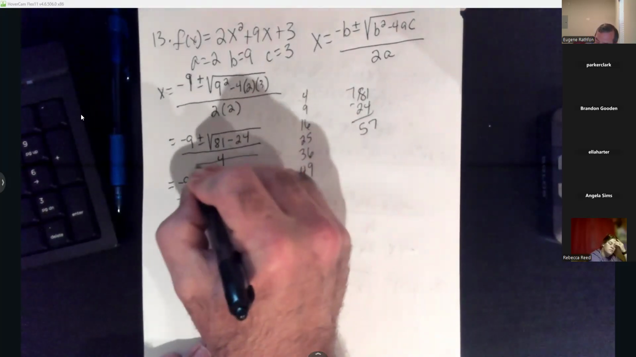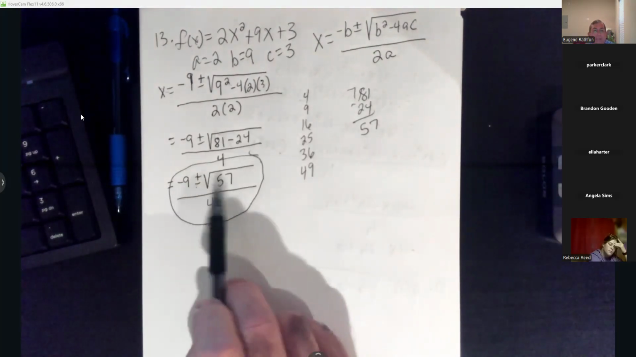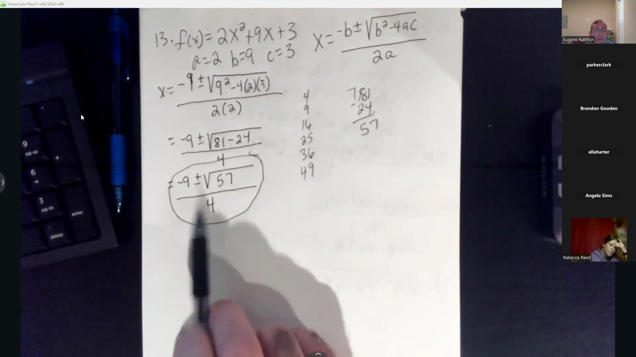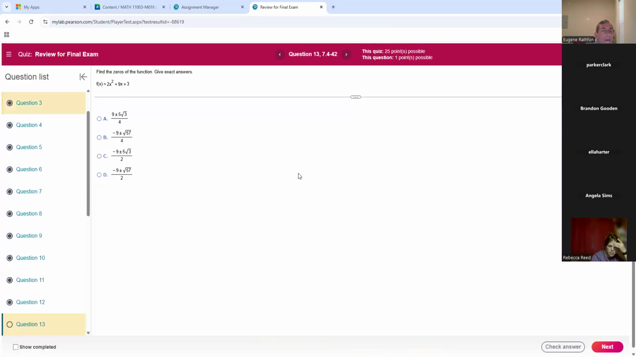So y'all, here's what I'm looking for. -9 plus or minus the square root of 57 over 4. All right, let's see. What we have, -9 plus or minus square root of 57.